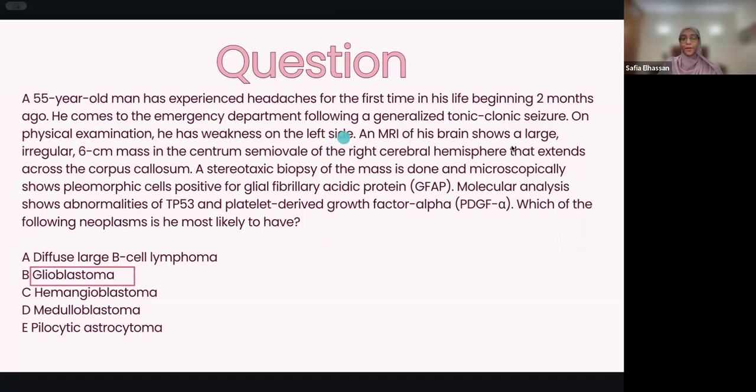Diffuse large B-cell lymphoma, that's usually seen in what type of patients? Okay, someone is saying, yes, immunocompromised. Diffuse large B-cell lymphoma is typically seen in immunocompromised patients. Hemangioblastoma, that wasn't really covered in your lectures, but it's related to a disease called VHL disease. And medulloblastoma is seen in which type of patients? Yes, children. And why did you guys rule out pilocytic astrocytoma?